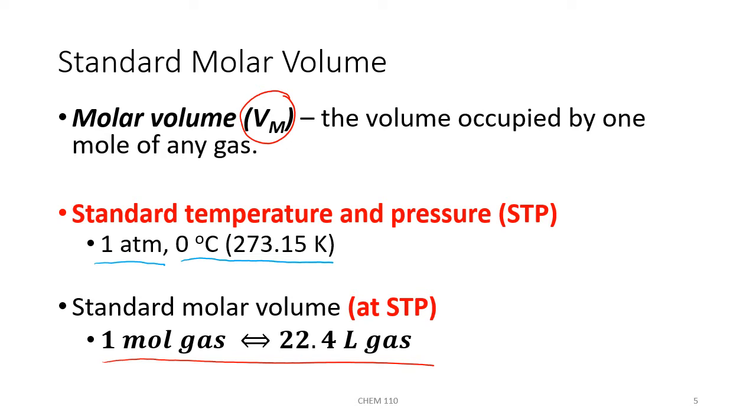So that's going to be 22.4 liters of hydrogen if we're at standard temperature and pressure and we have 1 mole of it, 22.4 liters of helium if we're at STP and we have 1 mole of it. It doesn't matter what the identity of the gas is. If we're at standard temperature and pressure, the volume that 1 mole of gas occupies will always be the same.